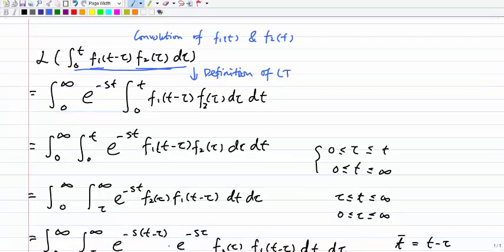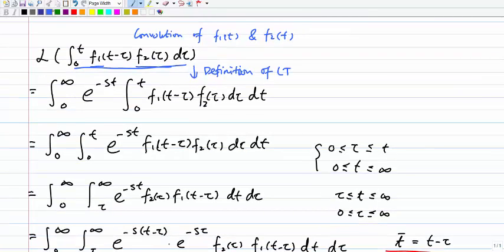Now we do a small trick over here. We can move e to the minus st to the inside integration, because this is the integration over tau. This is a function of t, not a function of tau, so you can consider it as a constant and move it inside. So we have integration from 0 to infinity, integration from 0 to t, e to the minus st, f1(t minus tau), f2(tau), d tau, and dt.